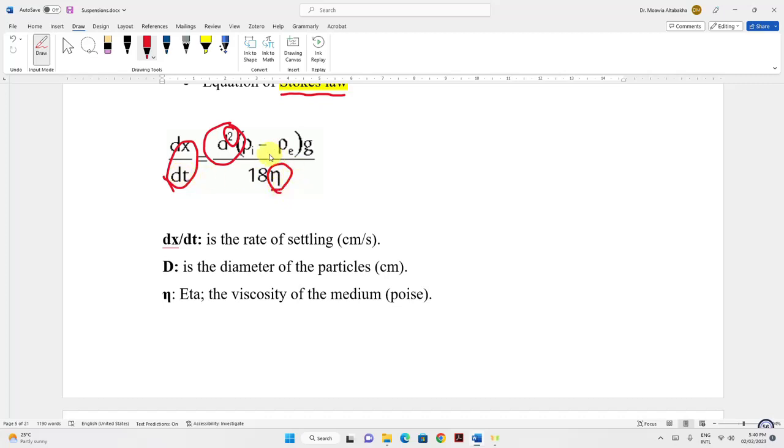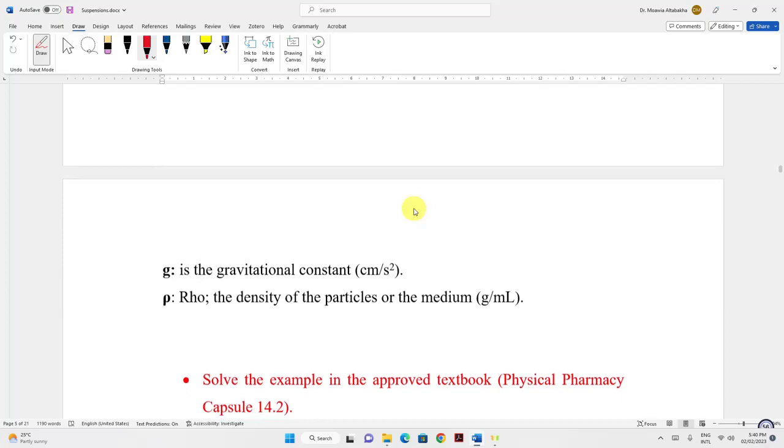And the viscosity, of course, the higher the viscosity, the slower the sedimentation rate. Whenever the preparation is viscous, the particles will have difficulty sedimenting. But of course, as you know, you cannot make it very viscous like honey. Otherwise, you will not be able to pour the preparation.